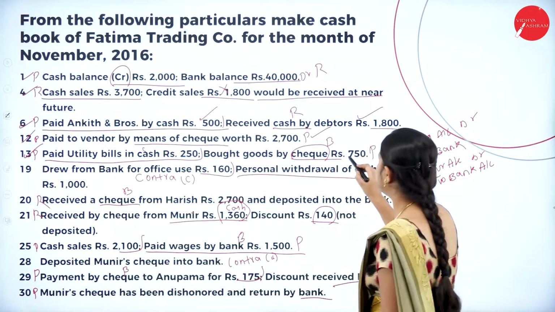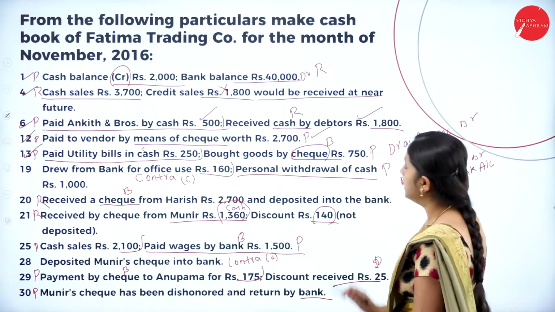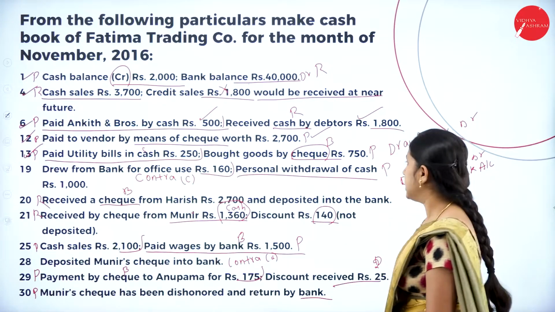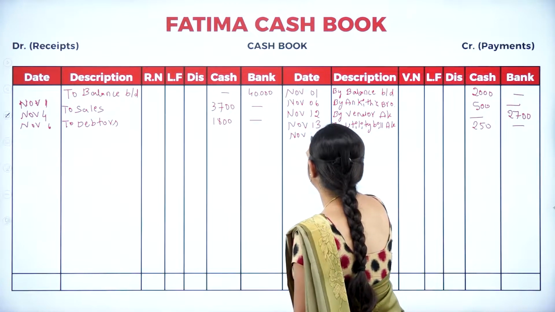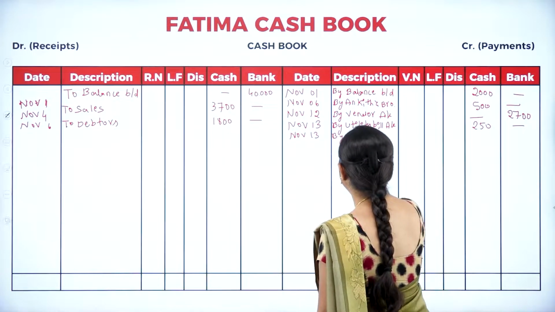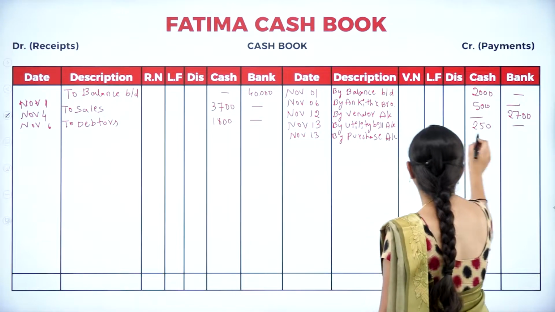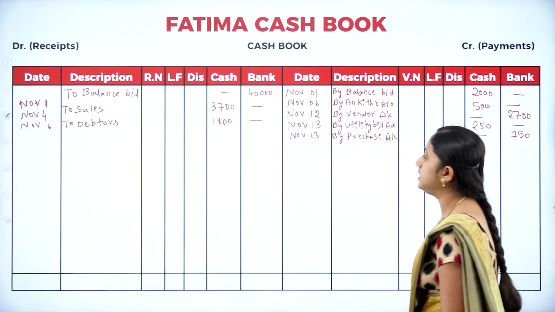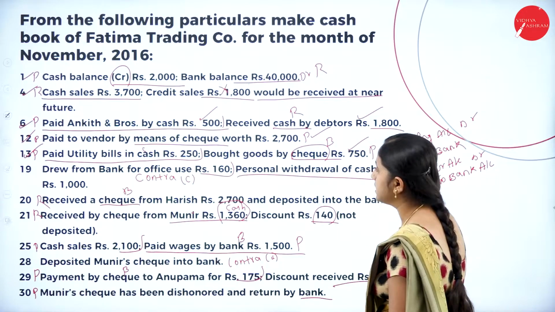Next, bought goods by check 750. Purchase of goods by check rupees 750. By purchase account, amount in bank column rupees 750. November 13, by purchase account, amount in bank column rupees 750.